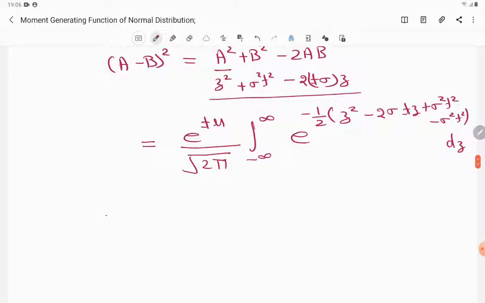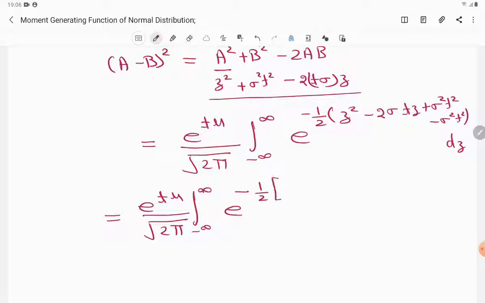So let me start from here. That is e^(tμ) divided by root 2π, integral from minus infinity to plus infinity, and then I can write e^(-1/2) and inside the bracket I can write something like this. Here b² is σ²t², therefore b is σt, and that's what I have written over here. And then I will have minus σ²t², and that is tz.